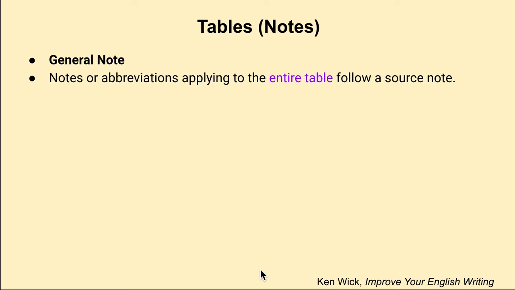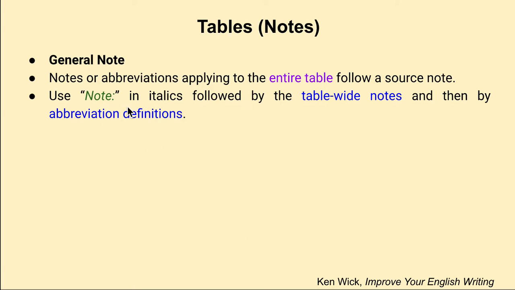Continuing with notes, a general note. Notes or abbreviations applying to the entire table follow the source note. Use note in italics followed by the table-wide notes and then by the abbreviations. Of course, if you don't have any table-wide notes and you have abbreviations, then it's just note, and then you can list the abbreviations. So that's how that occurs.